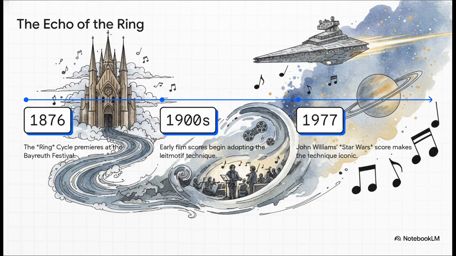The impact of this idea was, well, it was nothing short of revolutionary. After The Ring premiered in 1876, music was never quite the same. And when a brand new art form, cinema, was born, composers immediately saw the power of the leitmotif. From the earliest silent films to the biggest modern blockbusters, it became an essential tool for telling stories with sound. The line from Wagner's Valhalla to A Galaxy Far, Far Away is direct and unbroken.